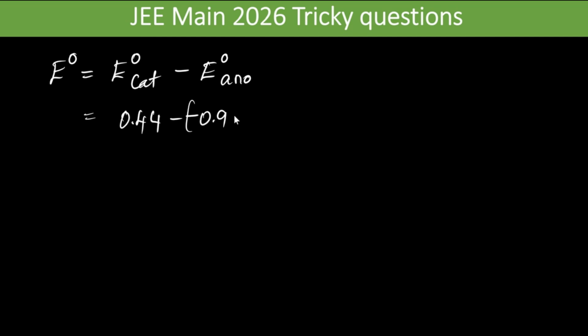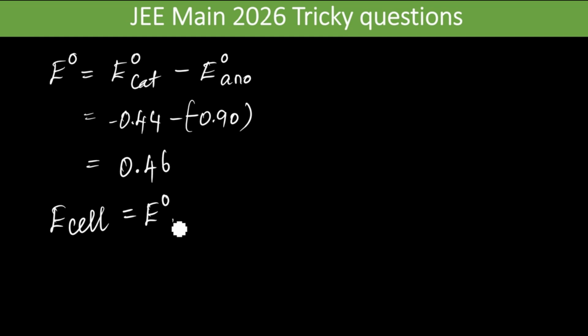Let's calculate E naught cell, which is equal to E naught cathode minus E naught anode. So 0.44 minus of minus 0.90 comes out to be 0.46, right? For that we are using the Nernst equation to find the E cell value.